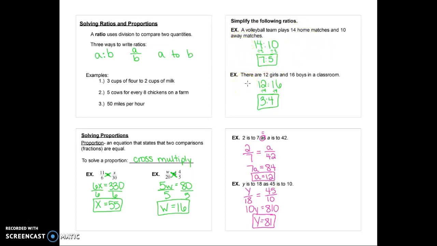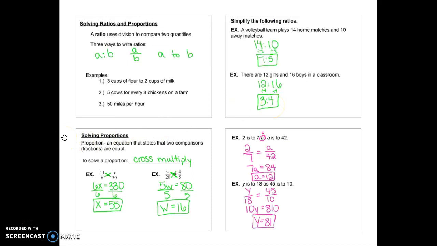Then I can compare girls and boys in a classroom. So there were 12 girls and 16 boys. 12 and 16, the biggest that they reduce by is 4. 12 divided by 4 is 3. And 16 divided by 4 is 4. So that is simply saying for every 3 girls in the classroom, there are also 4 boys.